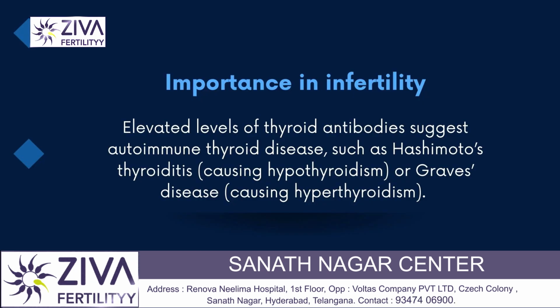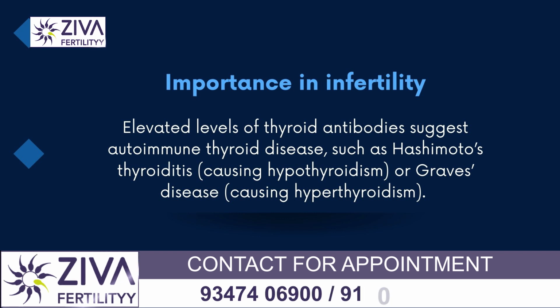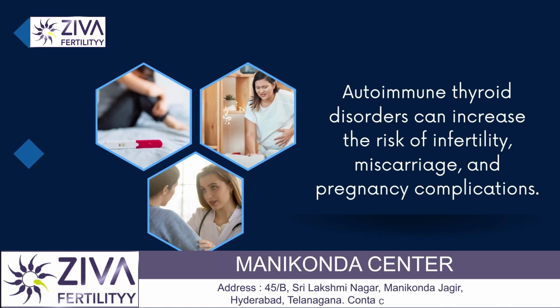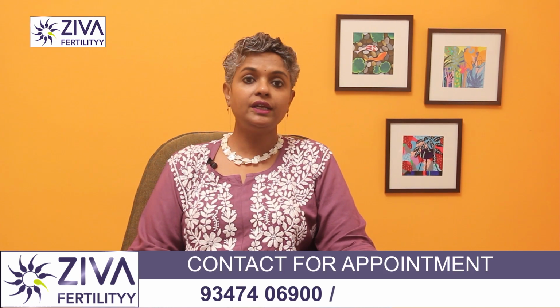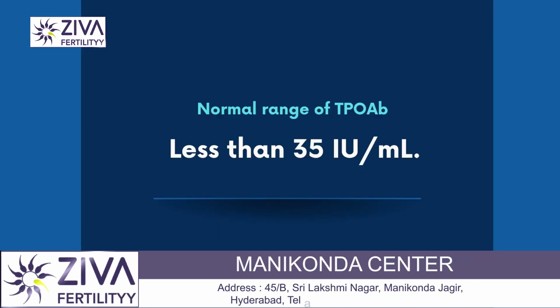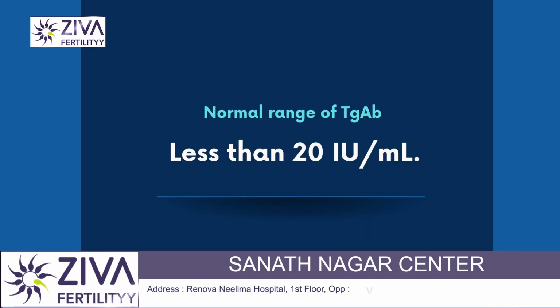Elevated levels of thyroid antibodies suggest autoimmune thyroid diseases such as Hashimoto's thyroiditis or Graves' disease, and autoimmune thyroid disorders can increase the risk of infertility, miscarriage, and pregnancy complications. Even in women with normal TSH levels, the presence of thyroid antibodies can lead to subclinical hypothyroidism and can impair fertility. The normal range of TPOAB should be less than 35 international units per milliliter, and TGAB should be less than 20 international units per milliliter.